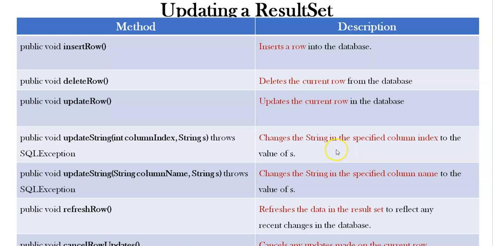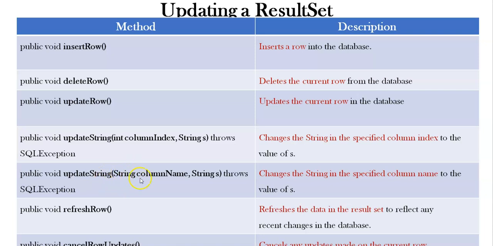The third category of methods is for updating the result set. We have a method for inserting a row, insertRow, which inserts a row into the database. The deleteRow method deletes the current row from the database. The updateRow method updates the current row in the database. And you have two other methods for updating a string. The updateString method takes two arguments. The first argument is the column index and the second is the string to be updated.